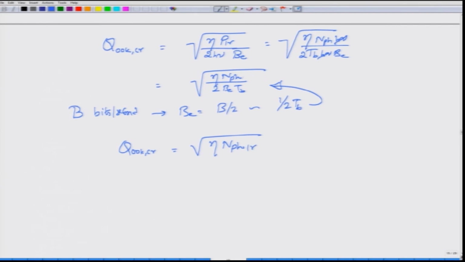So let me just modify the notation and say this is NPH1R, where NPH1R is the number of photons that you have received with bit 1. And you can recognize that the number of photons that you receive when you transmit a bit 1 will be 2 times the average number of photons that you are going to receive. Okay, 2 times the average number of photons, and therefore the Q factor for the coherent receiver is given by square root of 2 eta times the average number of photons that you receive. Okay, and this is the Q factor.